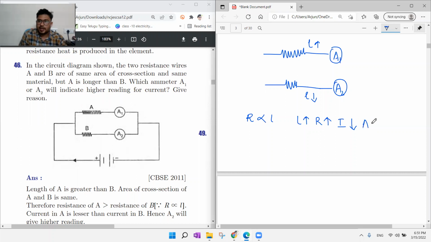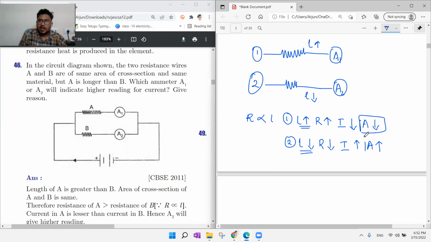When current is decreasing, automatically ammeter value will be less. Next, when length is small, resistance also decreases. When resistance is decreased, the rate of flow of current will increase, and the ammeter will show a greater value. Here, the first wire has greater length and the second wire has least length. So because of greater length, the ammeter will show least reading; because of least length, the ammeter will show higher reading. So A1 will show least reading, A2 will show greater reading.